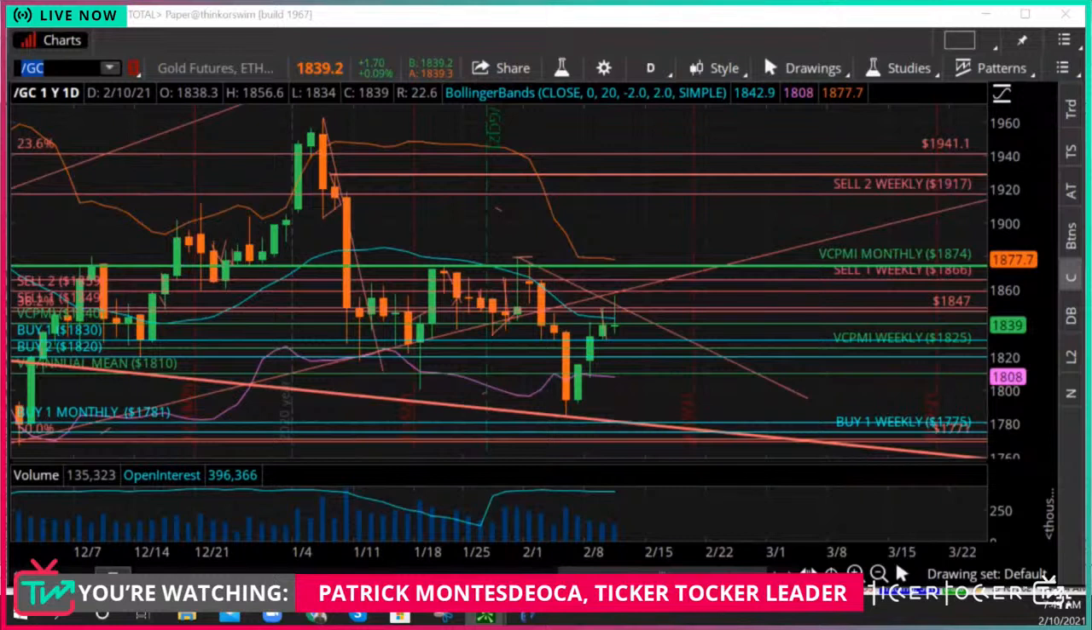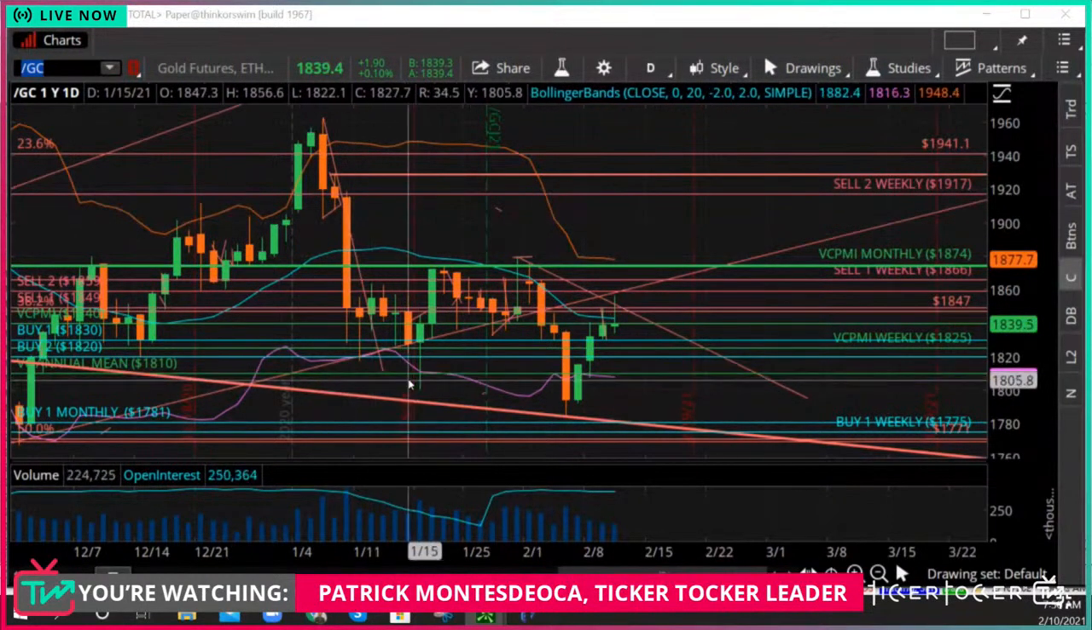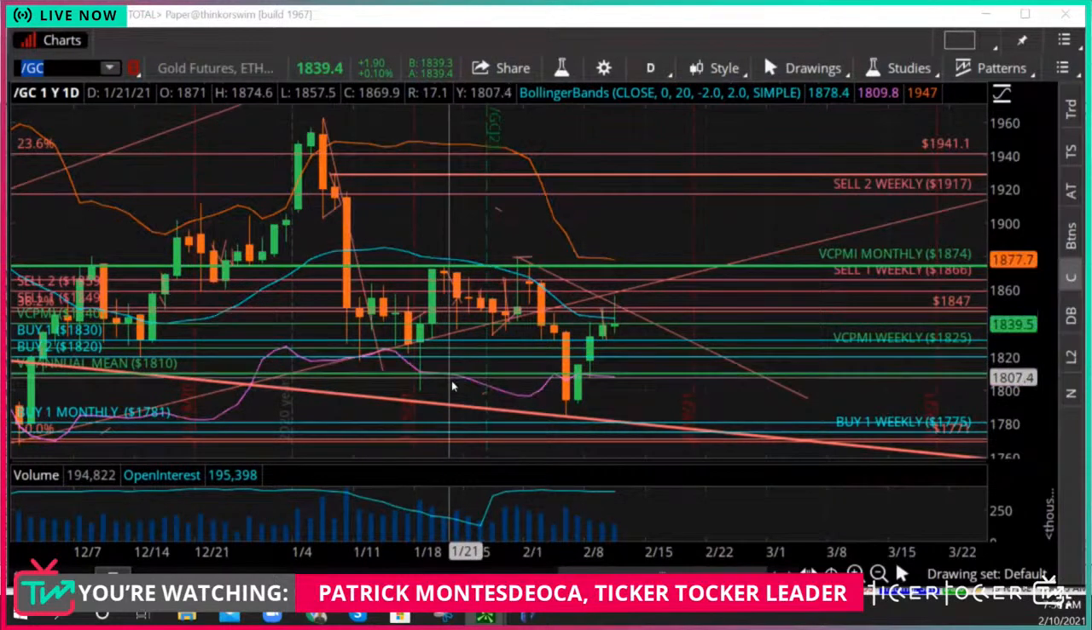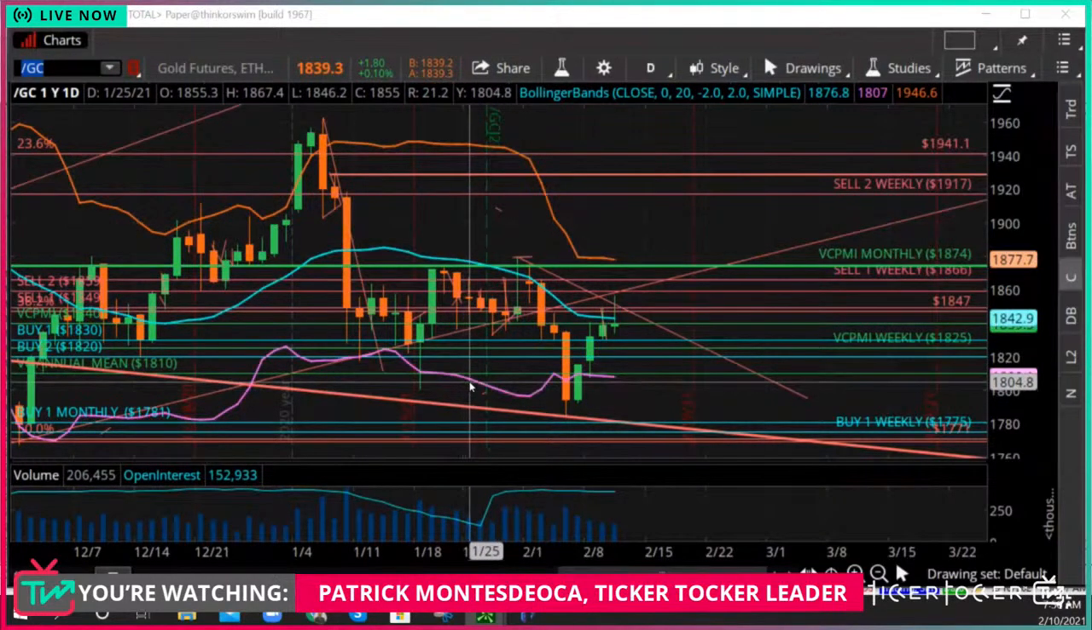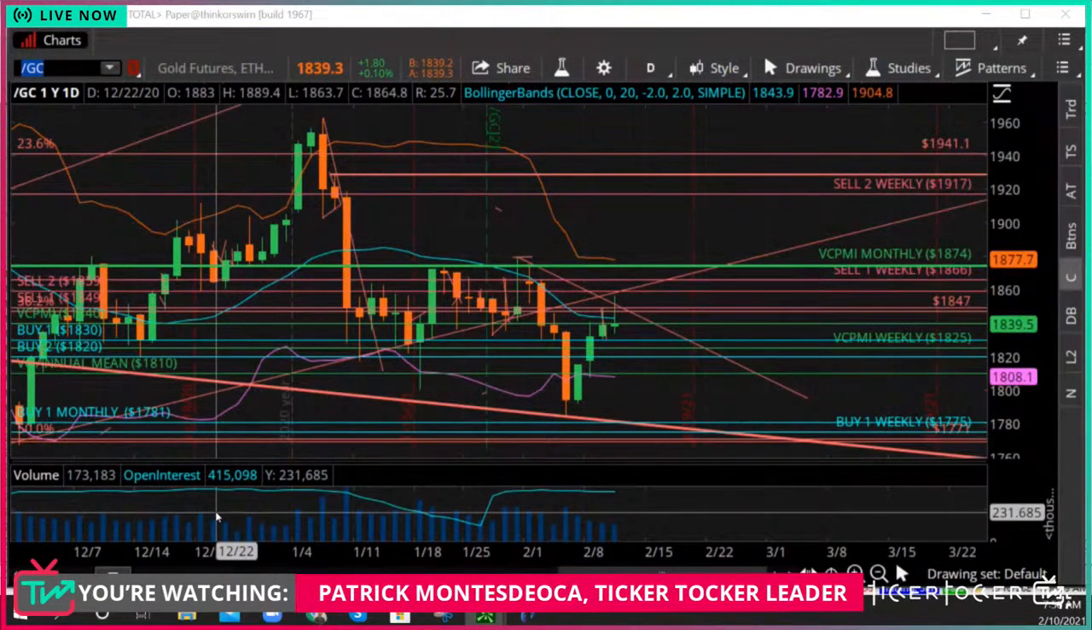So this takes me out of the emotional realm of second guessing where the market is going. But it gives me, again, a pretty clear landscape with very specific targets and levels to expect.